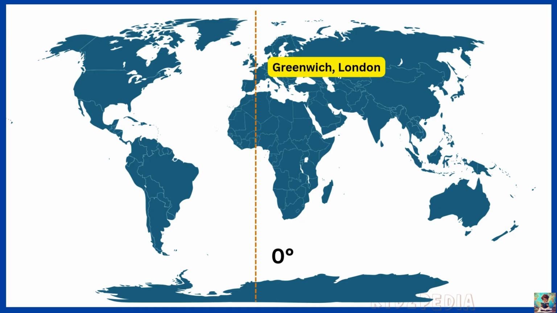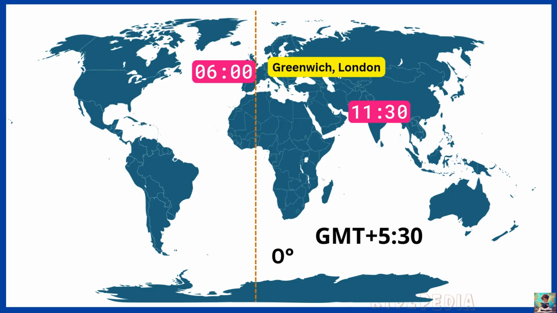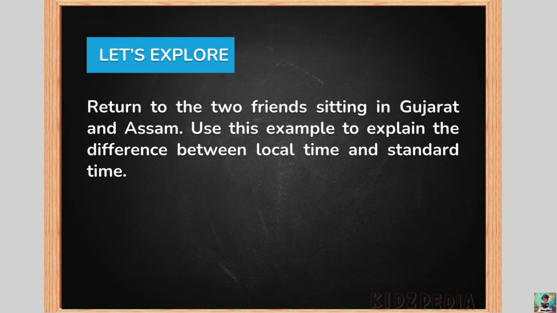So, if it's 6 a.m. in Greenwich, what will be the time in India? We need to add 5:30 to the Greenwich Mean Time. So, GMT plus 5:30. It will be 11:30 a.m. in India. Let's explore. Return to the two friends sitting in Gujarat and Assam. Use this example to explain the difference between local time and standard time.